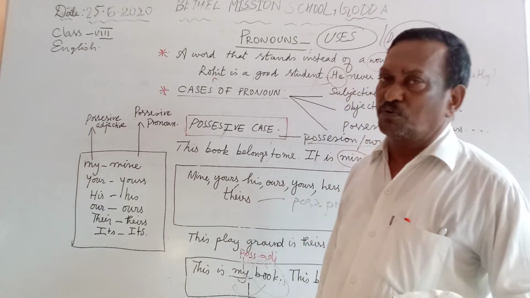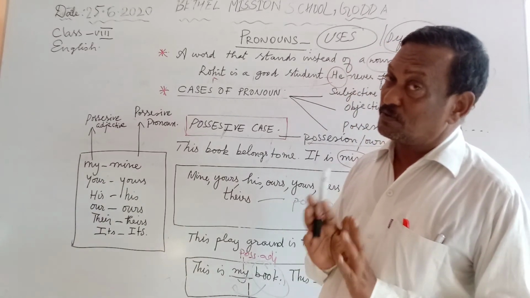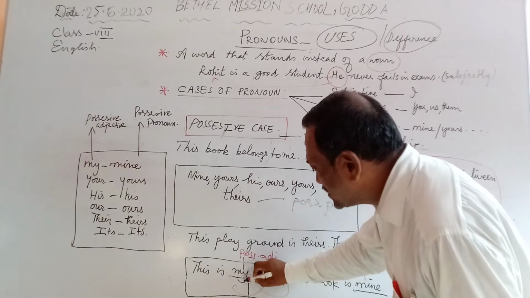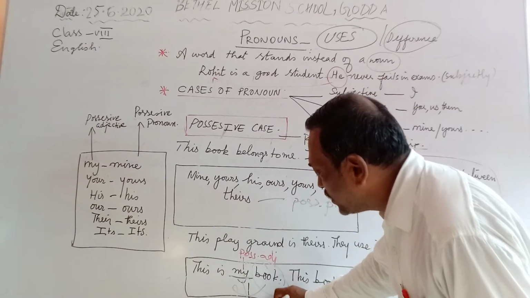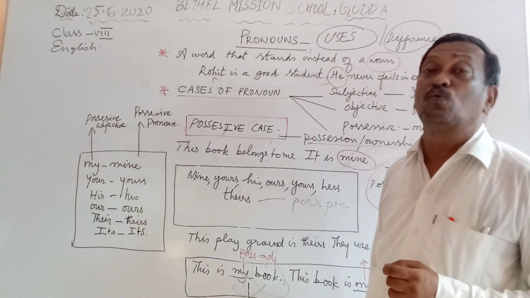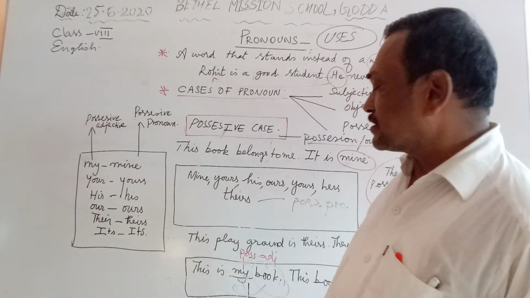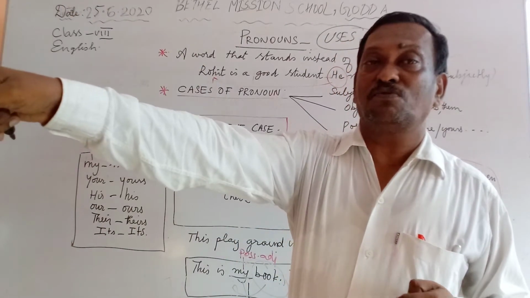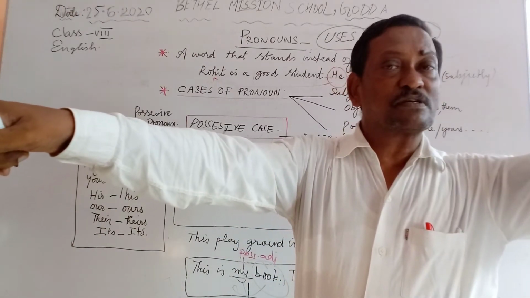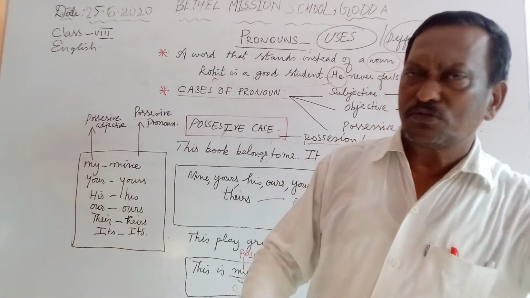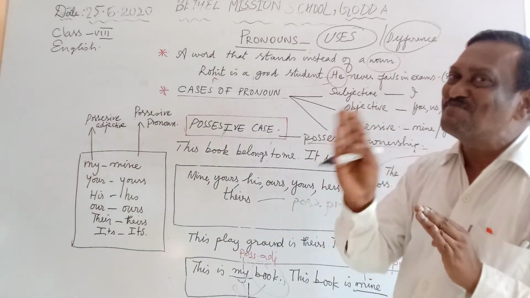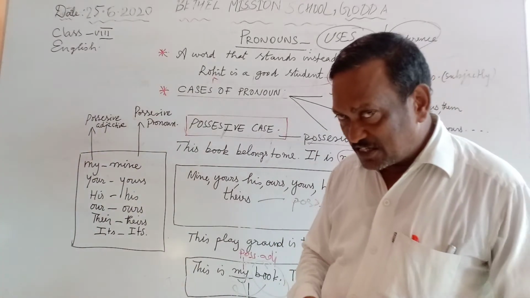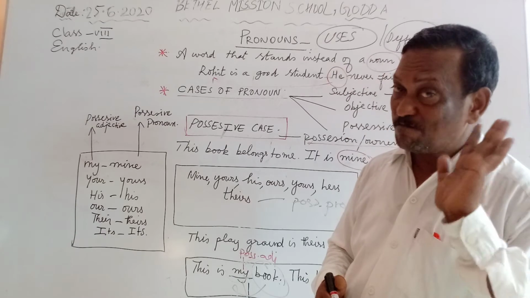This is my school. The word school is a noun. But whose school? My school. So you see, this possessive adjective will also answer the question "whose". Whose book? It's my book. Whose school? It's your school. Whose playground? It is their playground. So all these words which come before a noun have to be taken as possessive adjectives and not possessive pronouns.